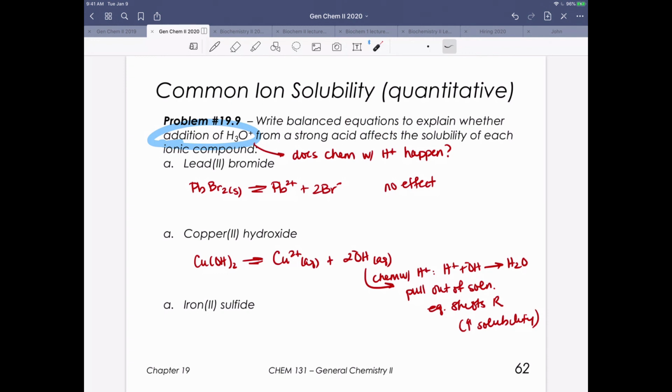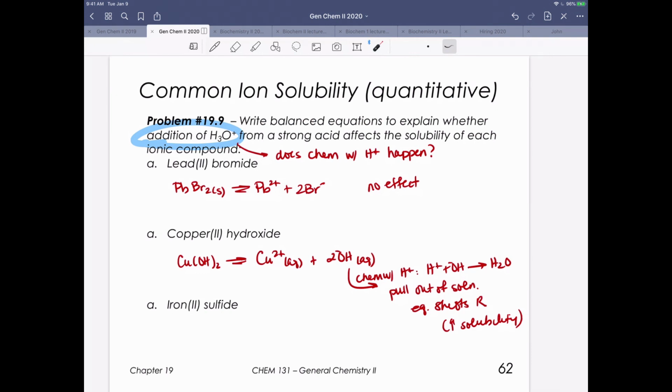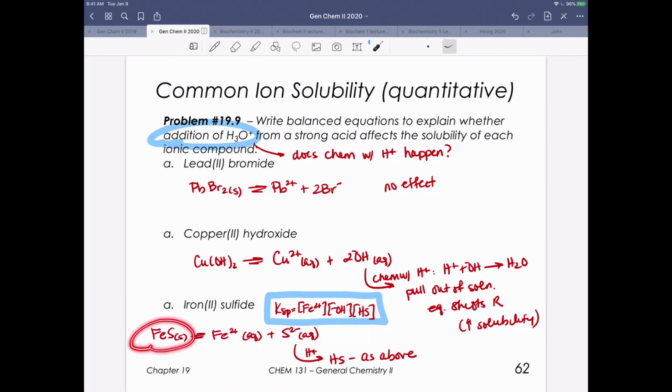All right, last problem here. Again, think about working through this problem. Iron 2 sulfide. Thinking about iron sulfide, remember that's going to break up into Fe2+ and S2-. And even if there was just water around, even if it wasn't an acid, it would allow us to shift this equilibrium, generating HS-. And again, that's going to pull this equilibrium to the right. We are going to increase the solubility of iron sulfide.